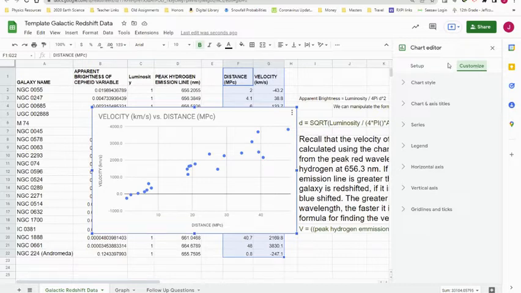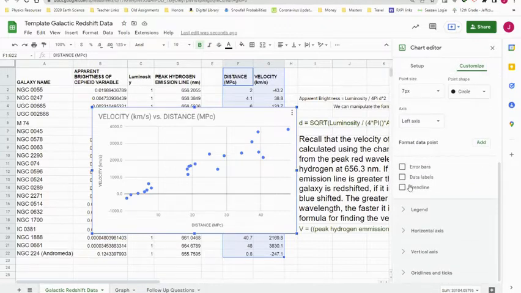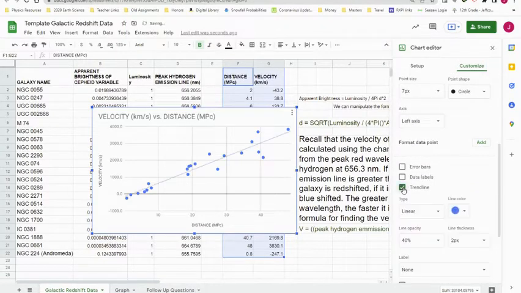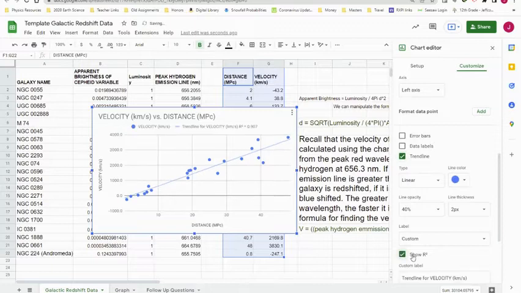Once again, I'm going to do most of my work under the series right here. So I'm going to click on series. I'm going to scroll down. I definitely want a trend line, and it is indeed linear. I'm going to come down. I want to show my R squared value.